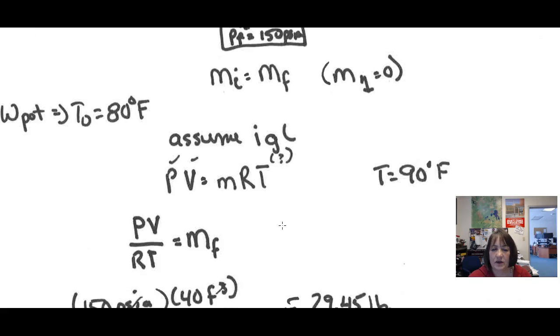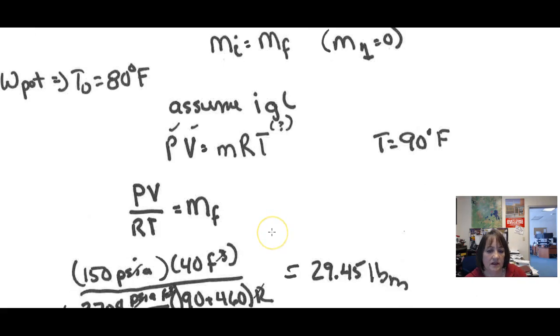So since this is air, we don't have really good tables. And the assumption I made was that we could use the ideal gas law, and that the air behaved ideally enough that we could make that assumption. So we start with PV equals MRT. And to find the mass at the final state, we can say the P of the final state in the tank, which is 150 psi, times the volume, which is 40 cubic feet, divided by the gas constant for air, not the universal gas constant, but the constant for air, divided again by the temperature, is equal to the final mass in the tank.